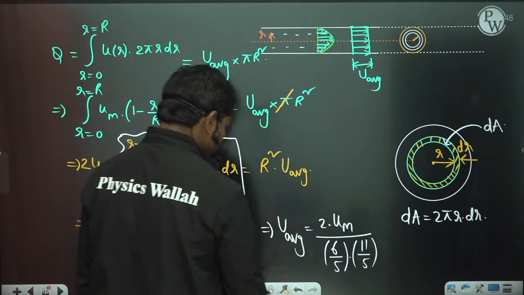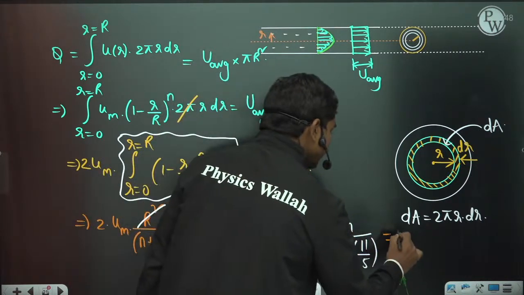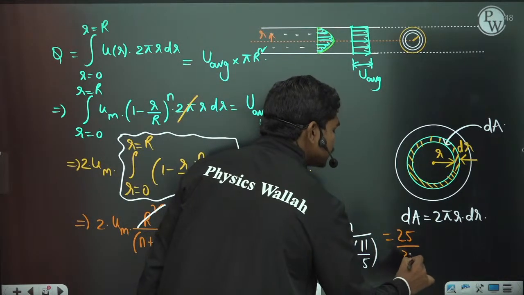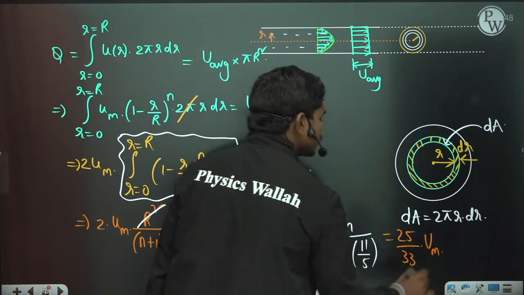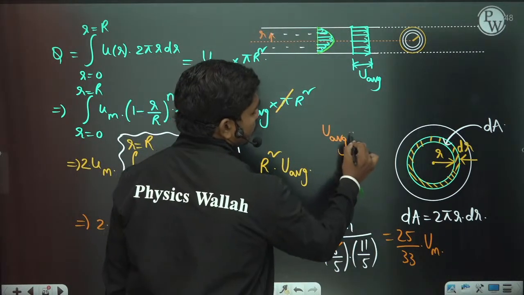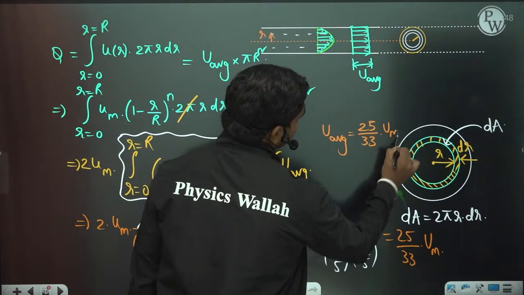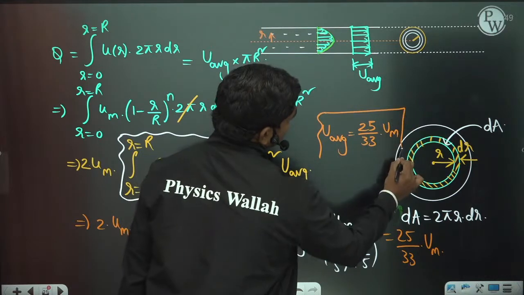11 by 5. So if you simplify, this 2 cancels this 3 times, and if it goes up, 25 by 33 times u. So whenever this u average, if you see, u average value is actually equal to 25 by 33 times u. Okay, so this is the constant value.